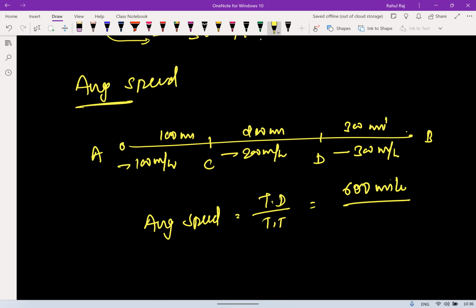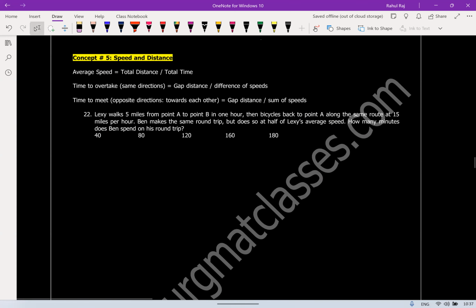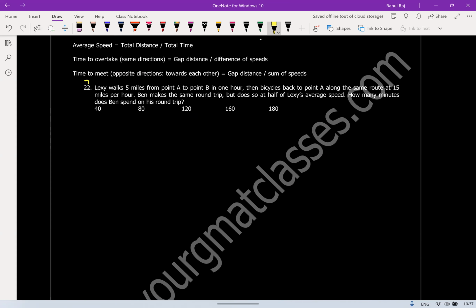And what is the total time? When it goes from A to C at 100 miles per hour, it will take 1 hour. From C to D it is 200 miles at 200 miles per hour, so it will take 1 hour. Here it will take 1 hour. So total time is 3 hours. That is nothing but 200 miles per hour. This is your average speed. So based on this simple logic, you have 2 or 3 questions. Can we do that? Question number 22, please.